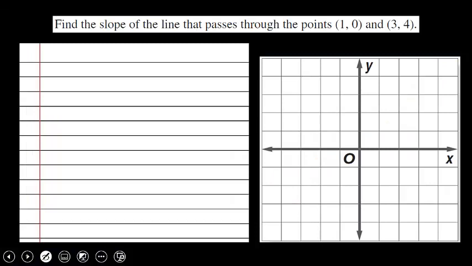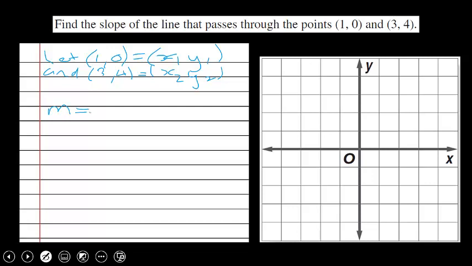Let's have a look how it looks when we're actually doing the calculation. Find the slope of the line that passes through the points 1, 0 and 3, 4. First I'm going to say let 1, 0 equal x1, y1, and 3, 4 equal x2, y2. So now I know which is which.